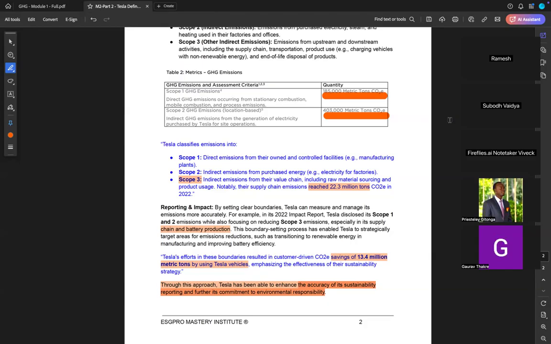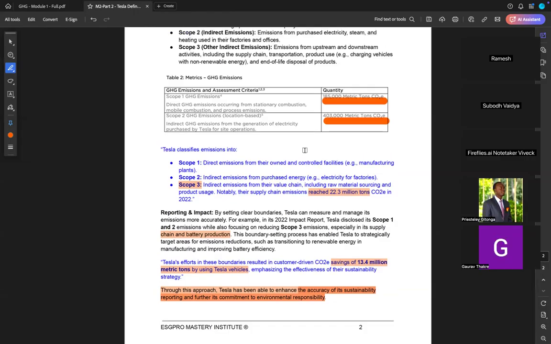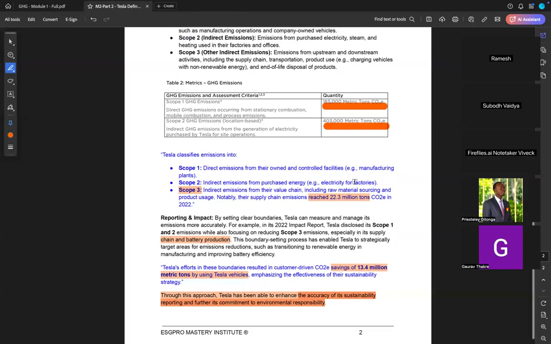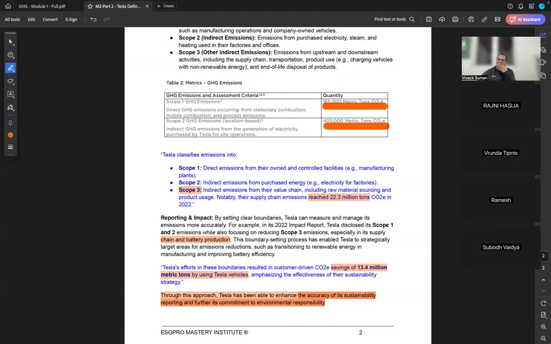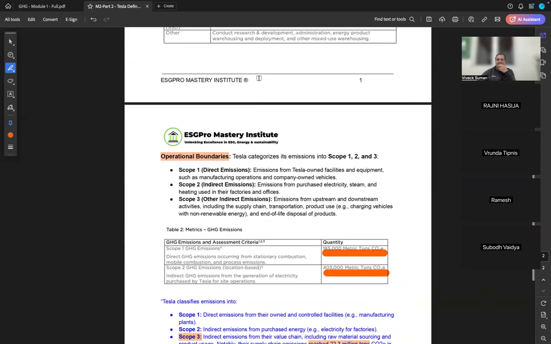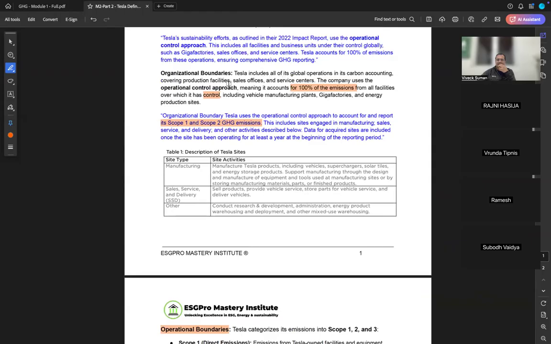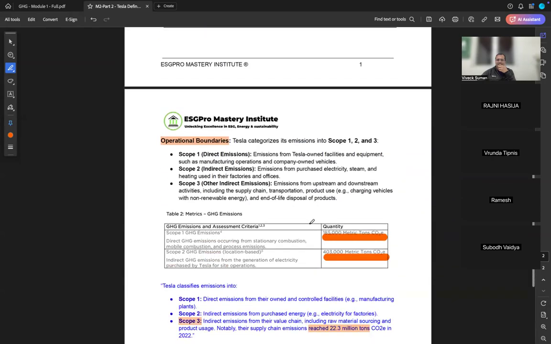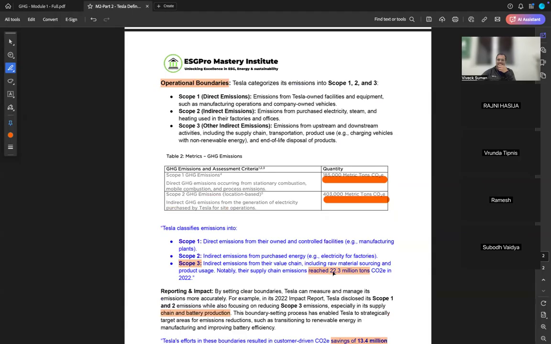So in the organizational boundary, they have accounted for 100% emissions. The further method is operational control. In 100% emissions, they have included all manufacturing sites under their control, all sales offices and service centers. Absolutely, in very brief. Then when we talk about the operational boundary, they have included all scope 1, 2, and 3. Scope 1 is 0.185 million tons of CO2 equivalent, while scope 2 is 0.403 million tons, and scope 3 is very huge, 22.3 million tons. So you can neglect scope 1 and 2 for the time being, since scope 3 is very high.